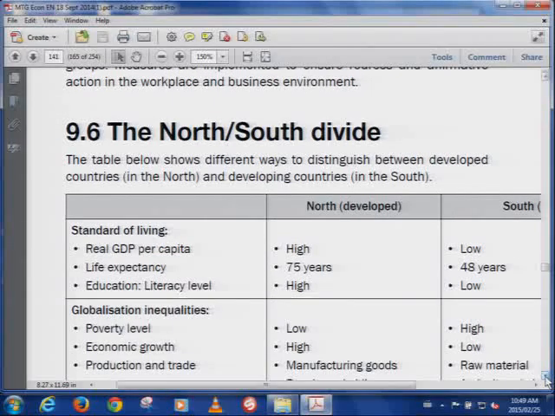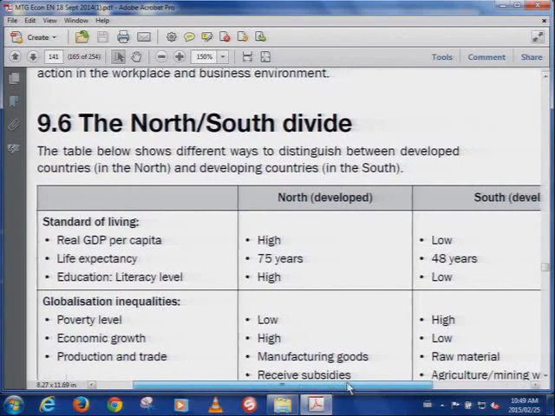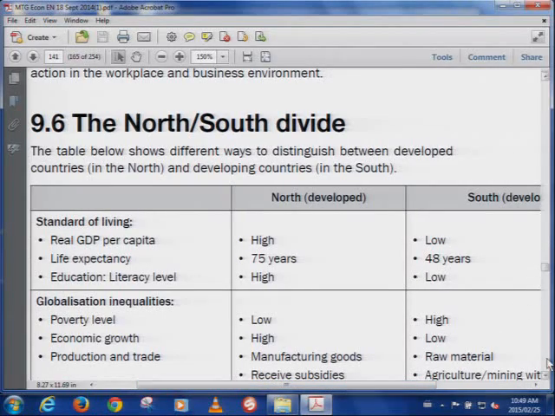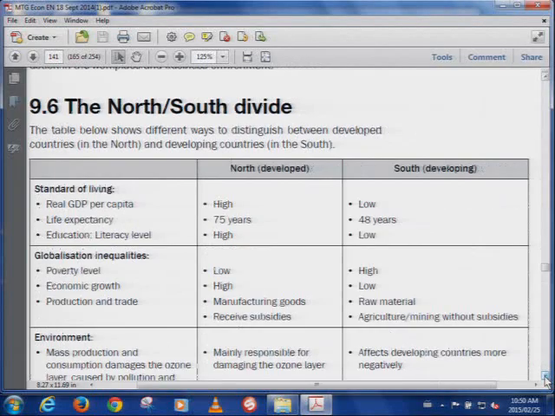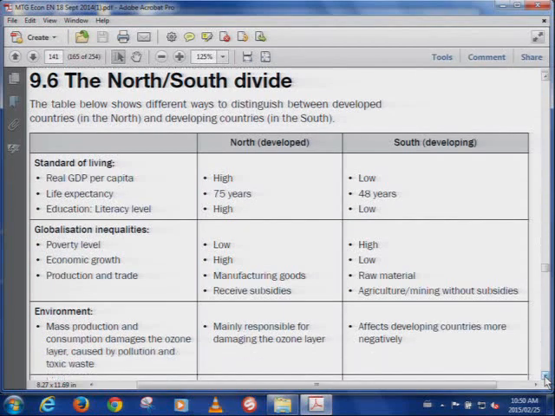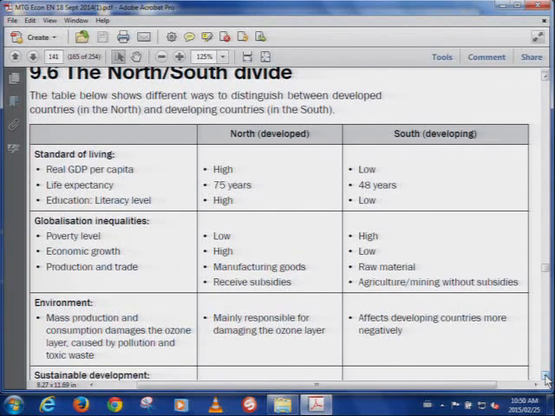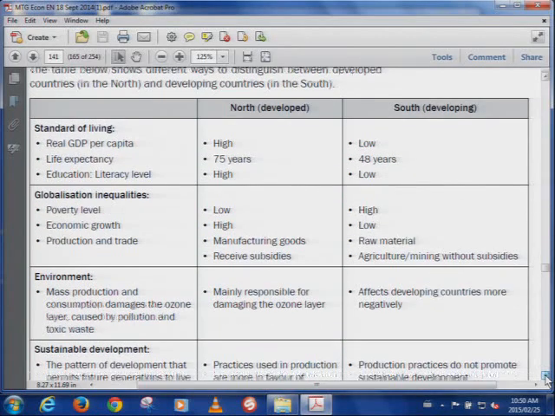Now, to end off our presentation, let's look at our North and South divide. It's the difference between the countries in the north and countries in the south. Now, they have been summarized very nicely in this table. You've got countries in the north and countries in the south. Countries in the north mostly are those countries that are developed, and countries in the south are those countries that are still developing. Now, let's look at the standard of living first as the first indicator.